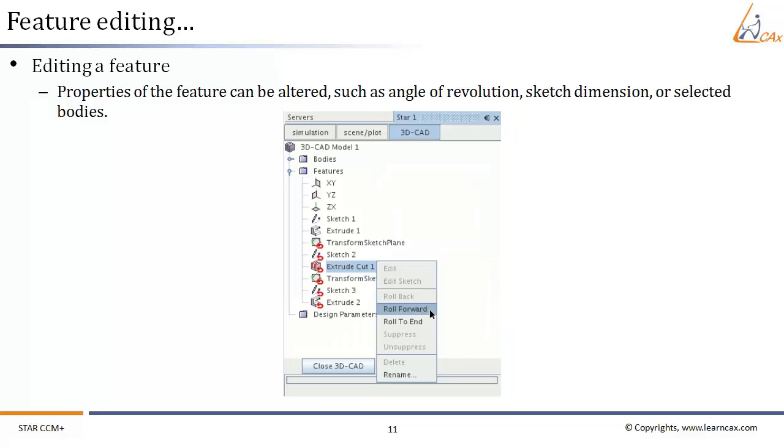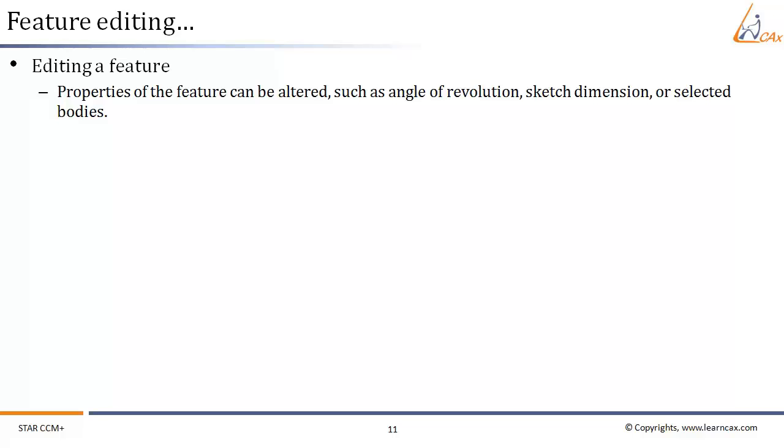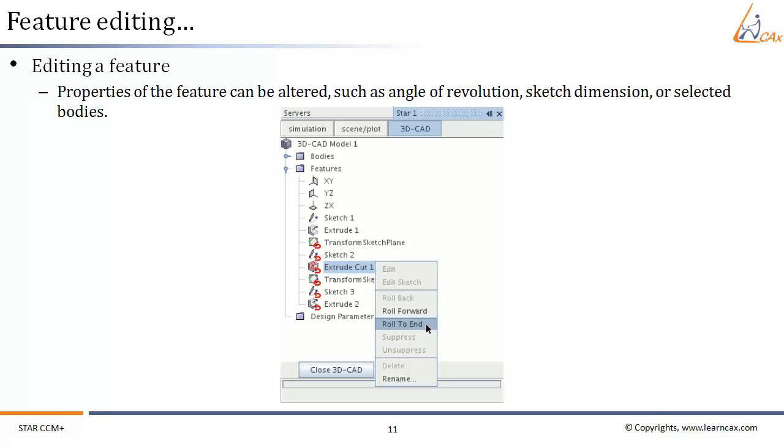Contrary to this is roll forward. What does roll forward mean? Rolling forward to a particular feature reactivates that feature and all features that come before it. Then there is roll to end. What does rolling to end do? Rolling to the end reactivates all the features in the feature tree.